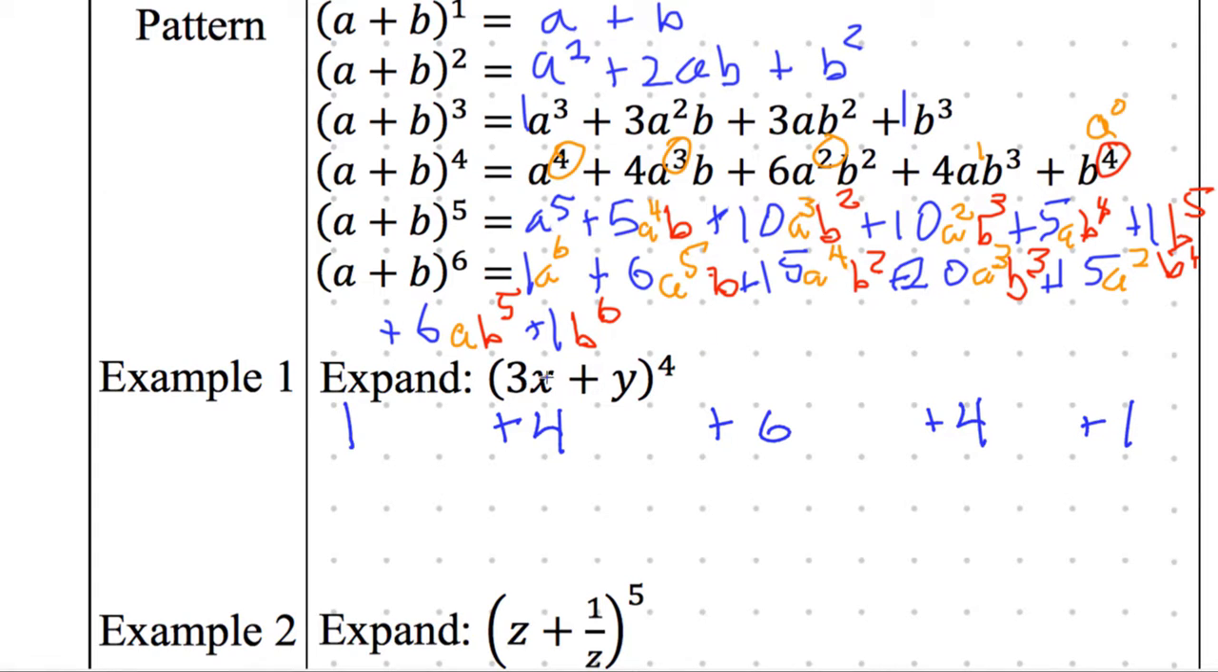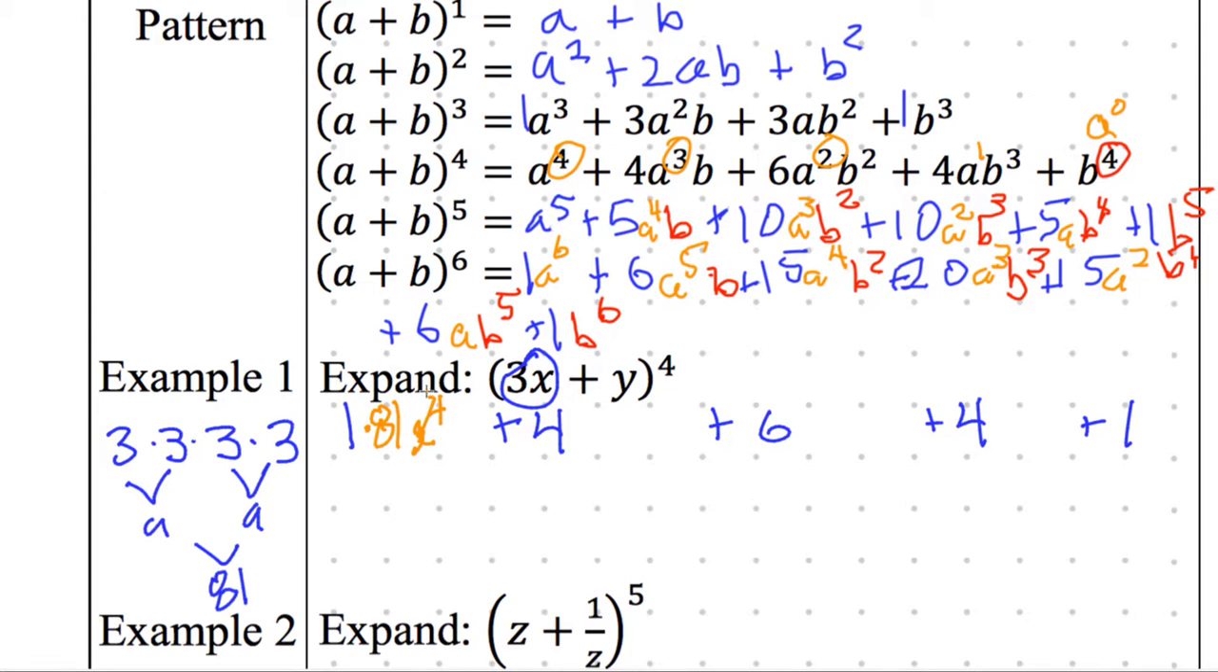I know that my first term is going to be this whole thing, 3x to the power of 4. And I can't just leave that. I need to actually figure out what 3 to the power of 4 is. If you don't know, you have to go 3 times 3 times 3 times 3. 3 times 3 is 9, 9 times 9 is 81. So for my x's, this is going to be times 81x to the power of 4.